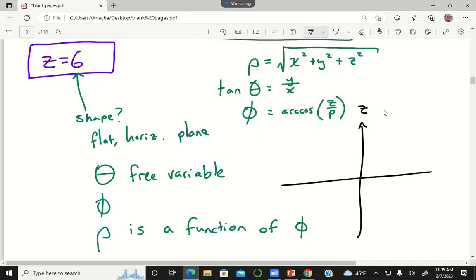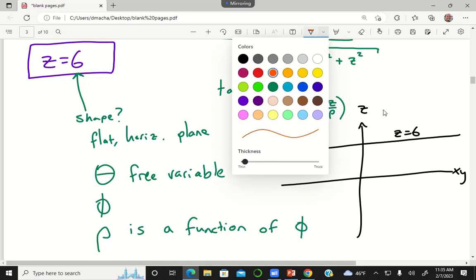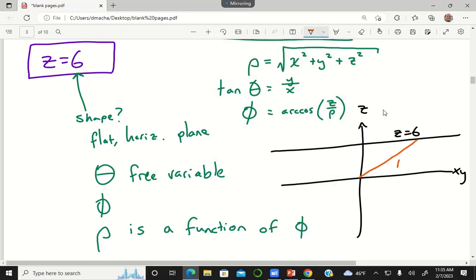Here's z. Here's my xy plane. Here is the plane z equals 6. And so this distance is rho, and this angle is phi. So as that angle phi becomes larger, then rho also has to become larger, because that's the distance from the origin to the plane.